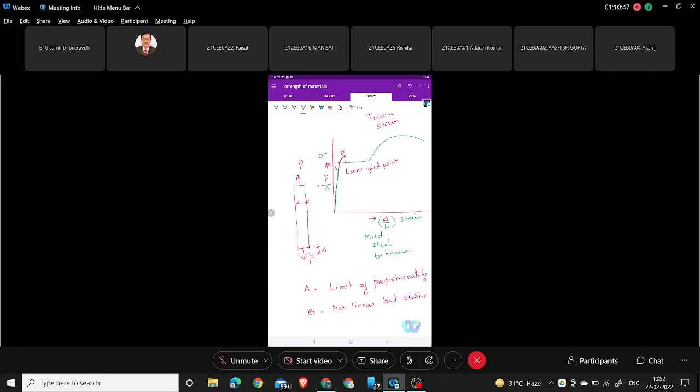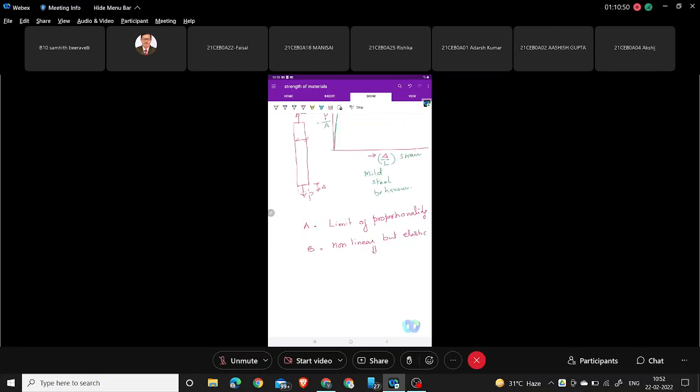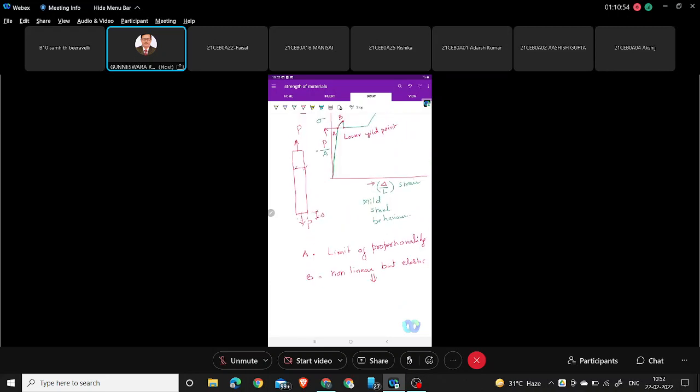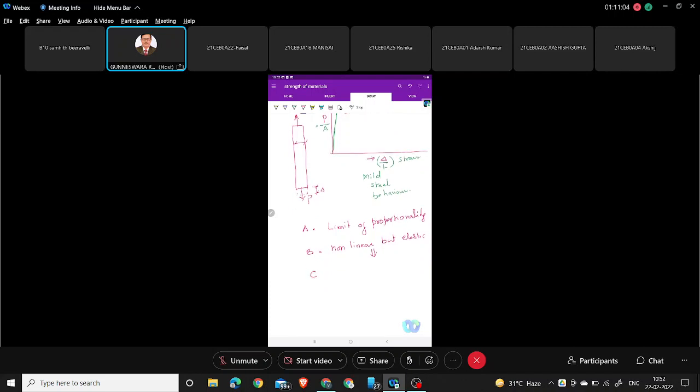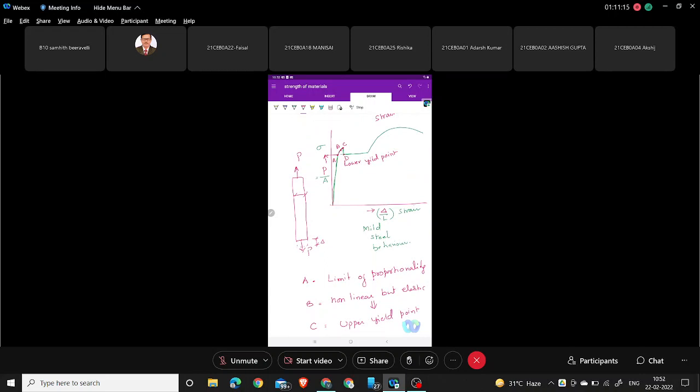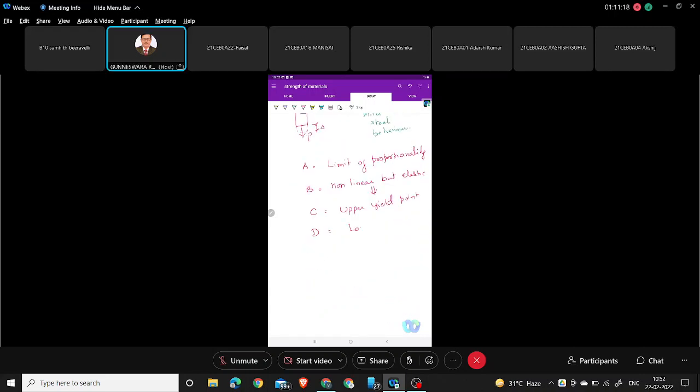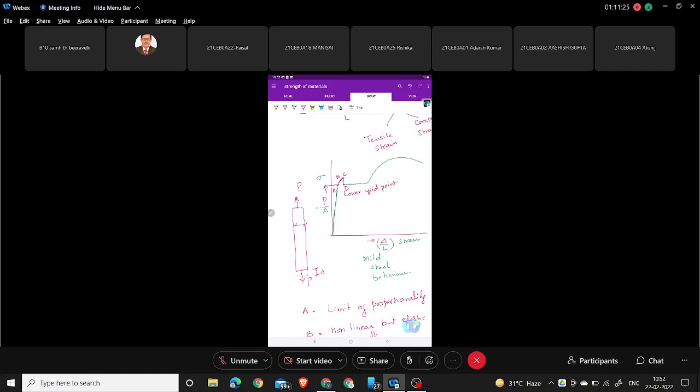Let me say this B is somewhere here. C is the upper yield point, and D is the lower yield point. At C and D, if you remove the load, deformations will remain in this member. Then it undergoes large strain without increasing any stress or any load.